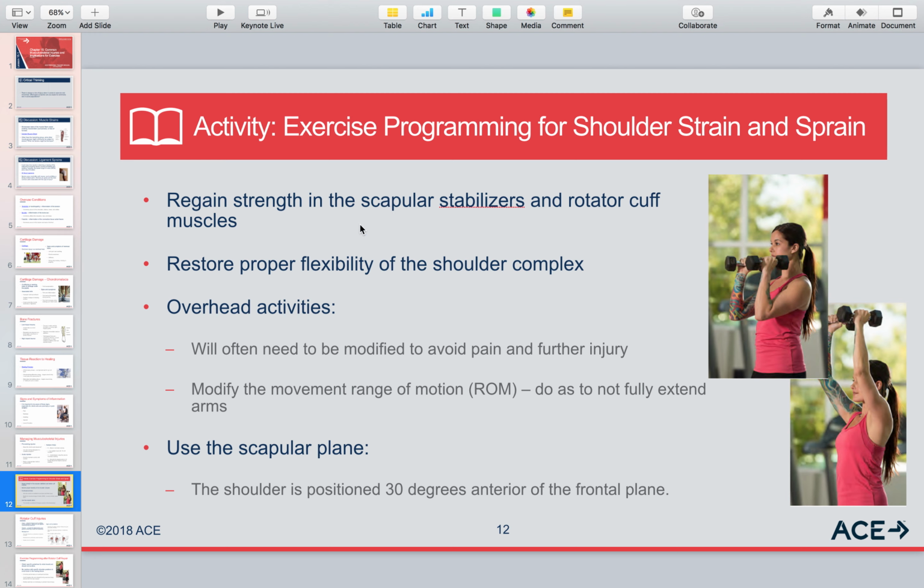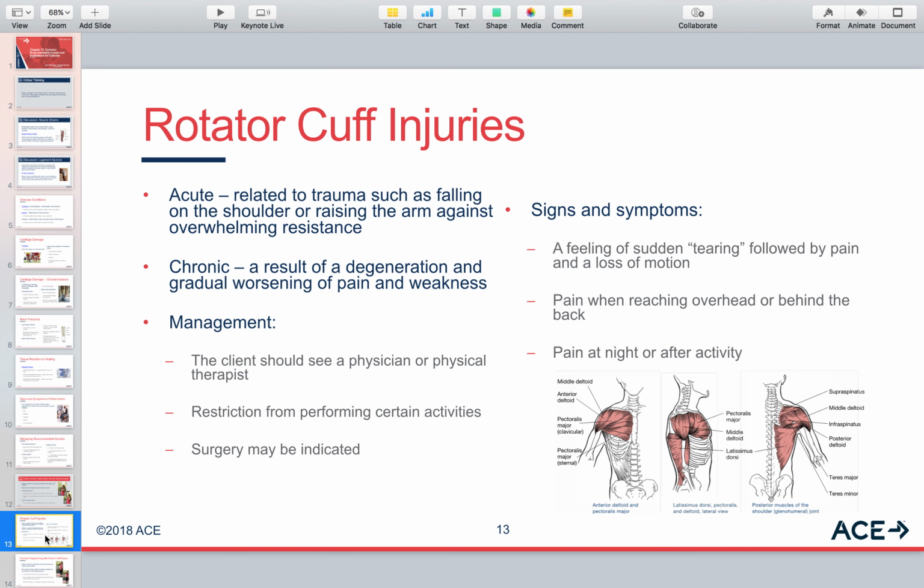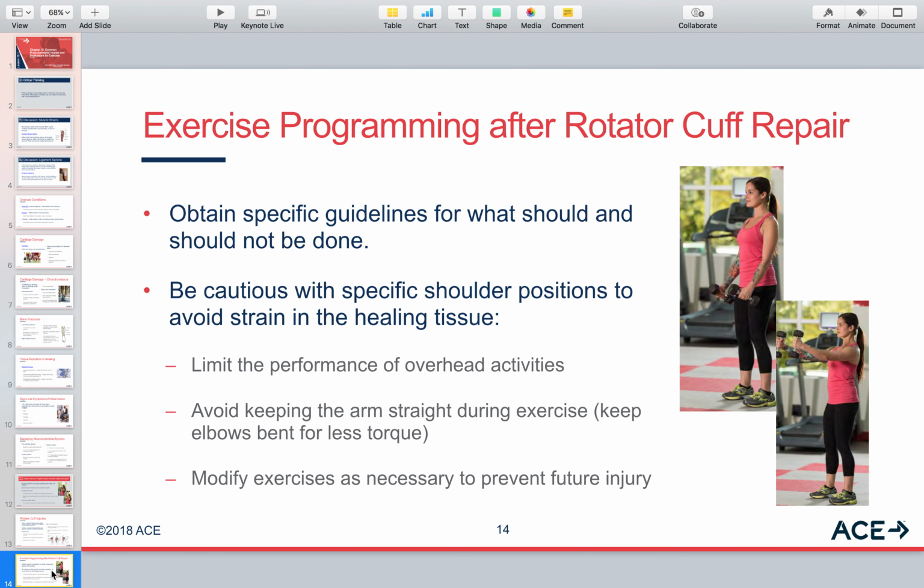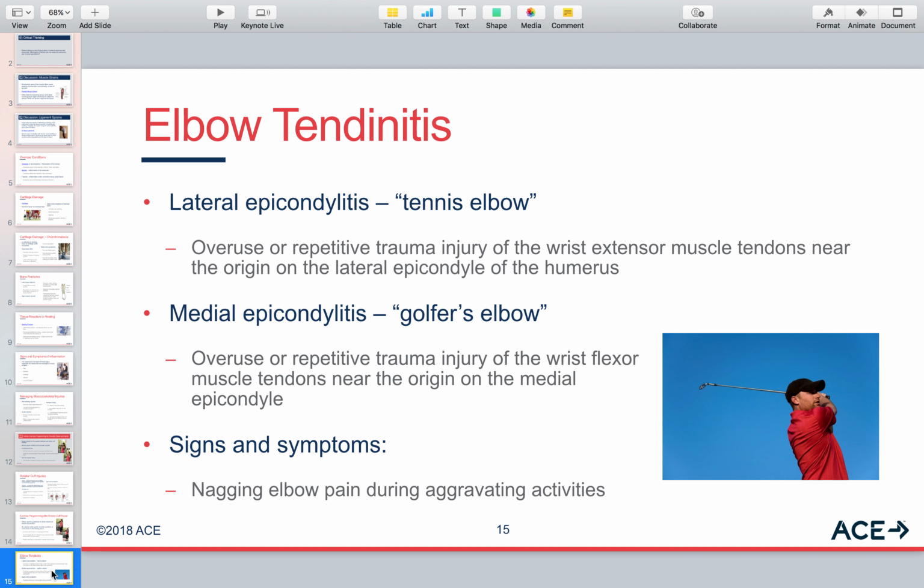Okay, example, read through these activities and think through them on your own. Rotator cuff injuries are also common in some of those sports that use a lot of the upper body, common in golf, common in baseball, softball. That is damage to your rotator cuff or your shoulder. How to repair, how to strengthen. Elbow tendonitis, also commonly called golfer's elbow.